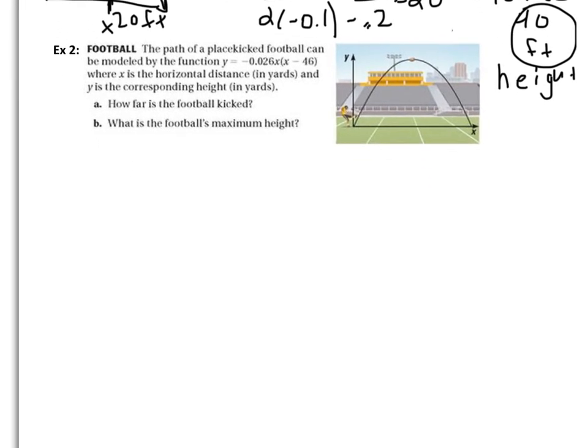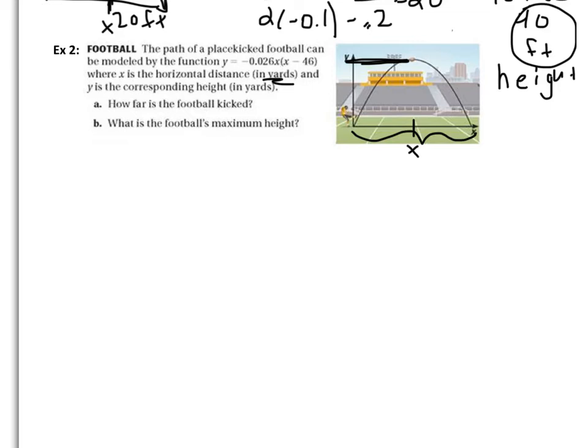Moving on to another example, it's a very similar example. You have the path of a place-kicked football, and it's modeled by another quadratic function where x is the horizontal distance, just like it was above, but now it's in yards. We want to pay attention to units, and y is the corresponding height in yards as well. How far is the football kicked? Now, that's not asking for the horizontal distance at the maximum height. It wants to know this whole distance, okay? And then it also wants to know what is the maximum height here for that football.